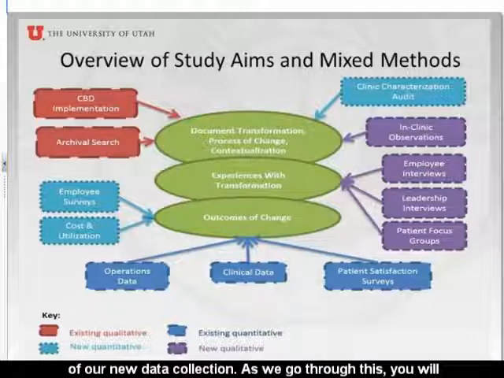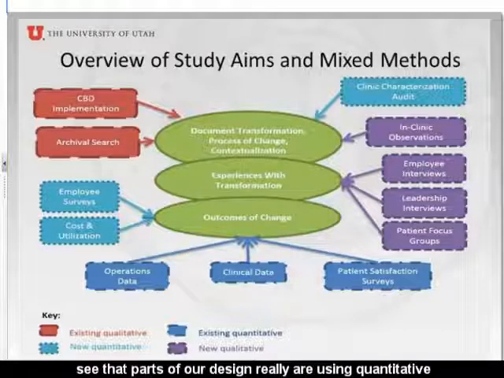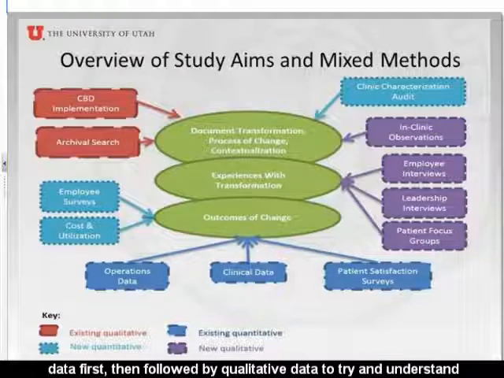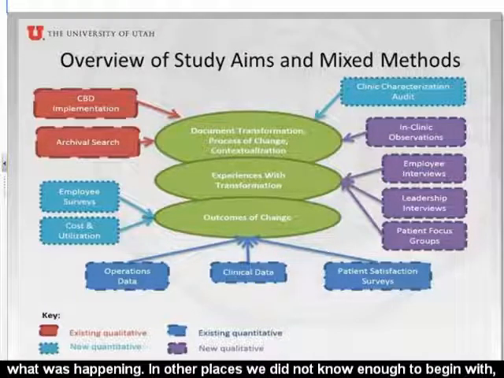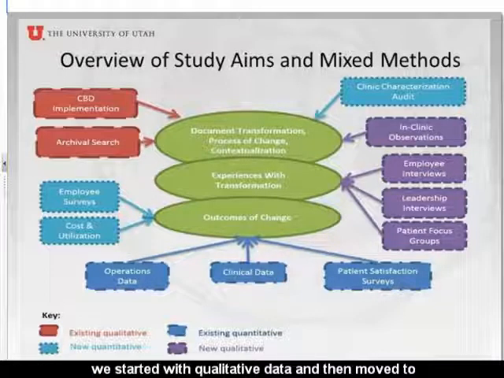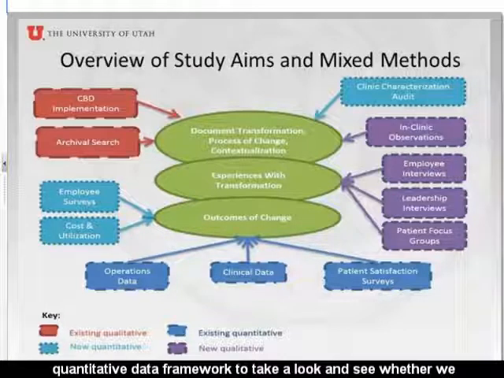As we go through this, you'll see that parts of our design really are using quantitative data first and then followed by qualitative data to try to understand what was happening. In other places, we didn't know enough to begin with, so we started with qualitative data and then moved to a quantitative framework to take a look and see whether we were coming to convergence.